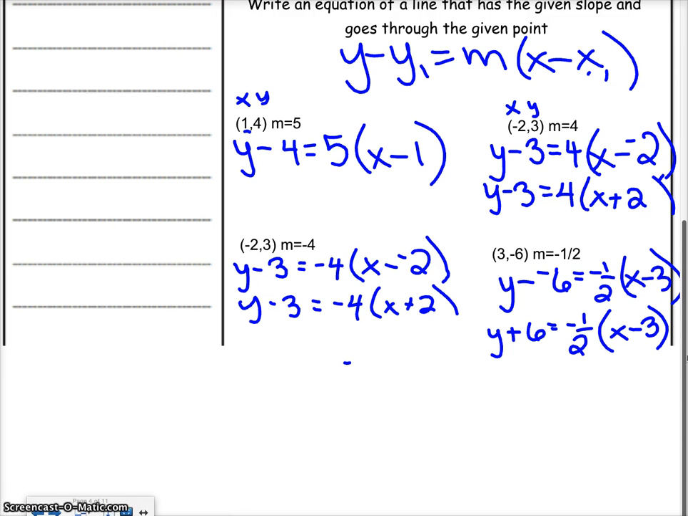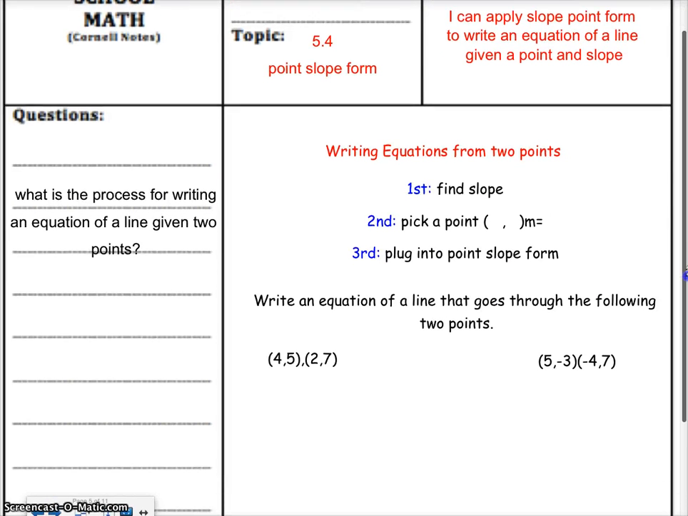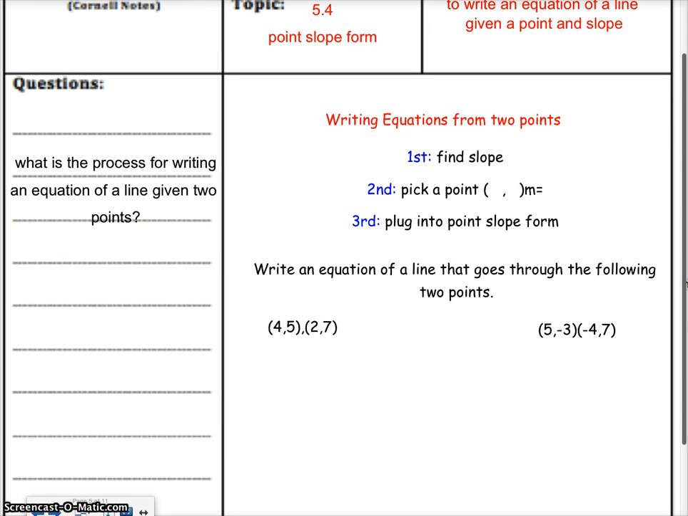Can we distribute? Not yet. Don't do it yet. Okay, so I'm bumping it up a little bit for you. It's not just given a point and a slope. Sometimes you're given 2 points. So if you write an equation given 2 points, you're going to find the slope. Do you remember how? M equals y of 2 minus y of 1 over x of 2 minus x of 1. Y minus y over x minus x. That's how you find slope.